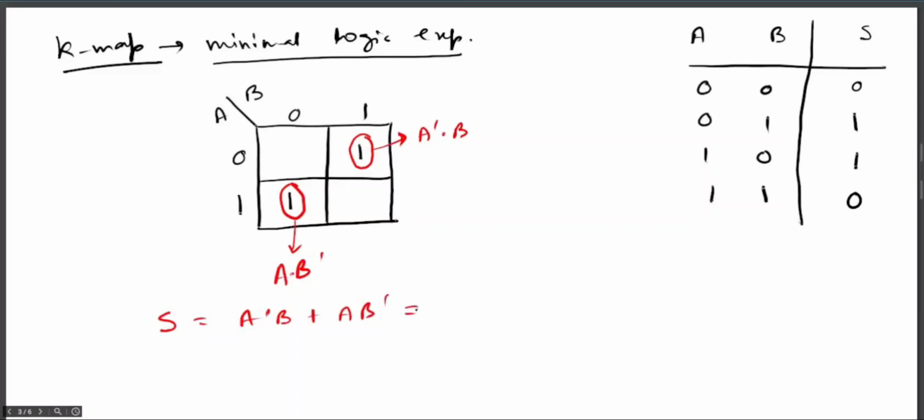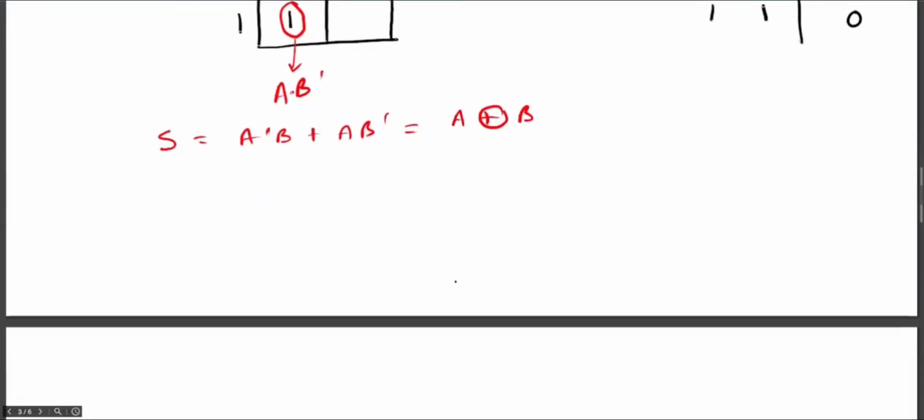And from the knowledge of the basic gates, we already know that this is representative of the XOR gate. So A XOR B, that is the expression that we get for sum. Next, we will repeat the same set of steps for carry, for the carry bit. So we will write K-map for carry.